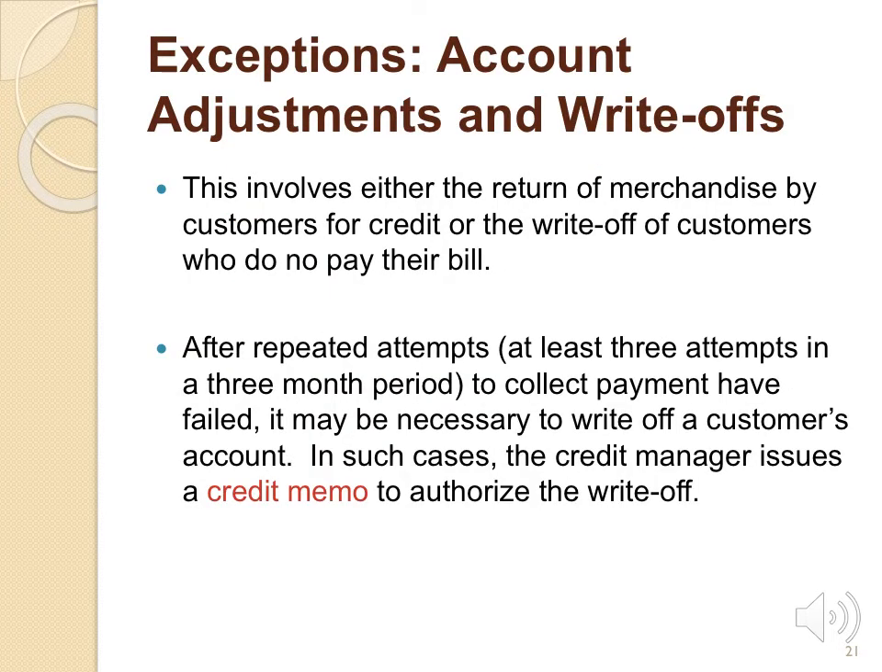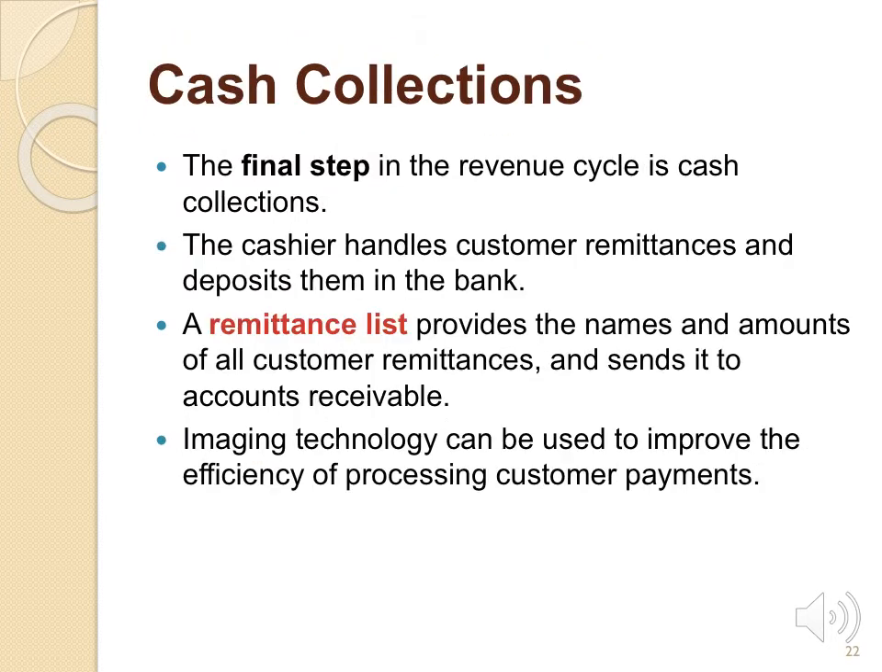We may have some problems with collecting accounts receivable, so you may need to write off that account receivable. When you write off an account, it has to be authorized. So normally the credit manager will authorize the write-off of that AR. There'll be a credit memo, and then we can go ahead and write that account off. But it must be authorized. Cash collections. If we actually receive cash, and some companies still do this, we actually have cash and checks coming into our place of business.